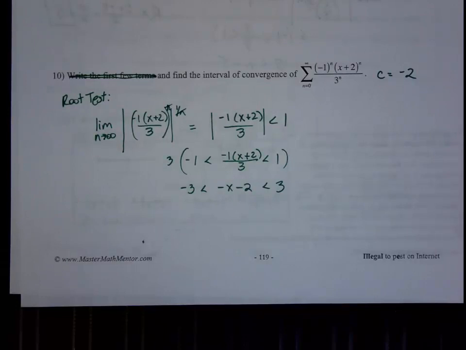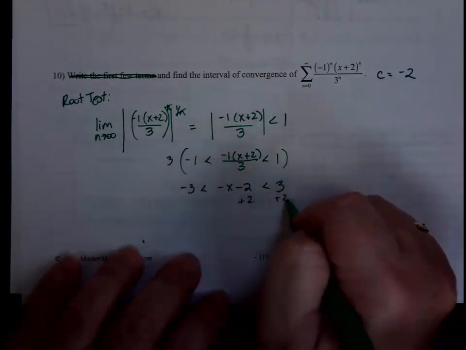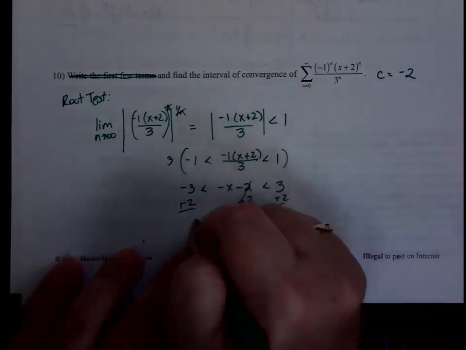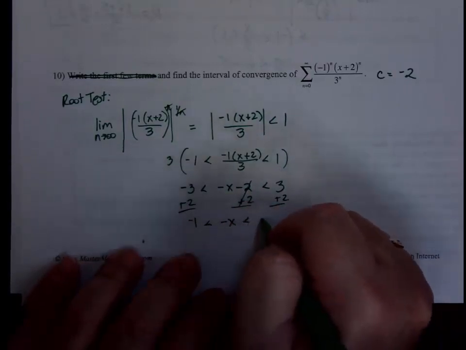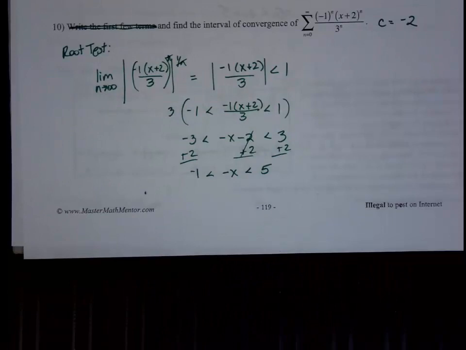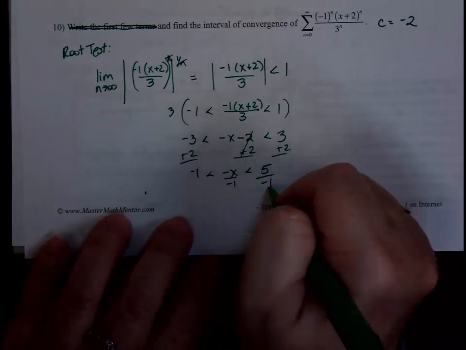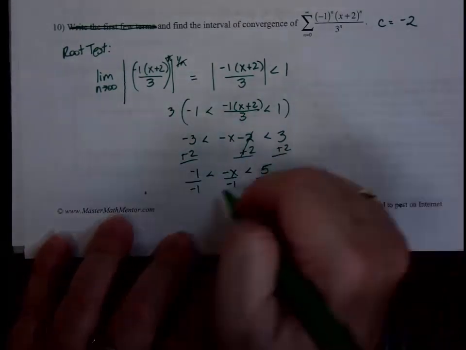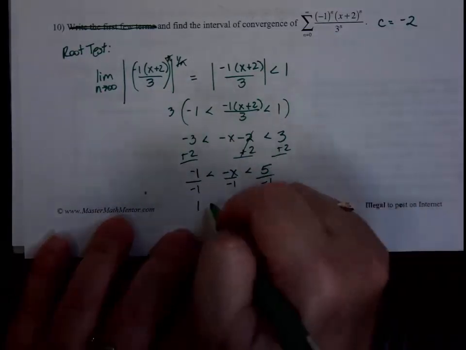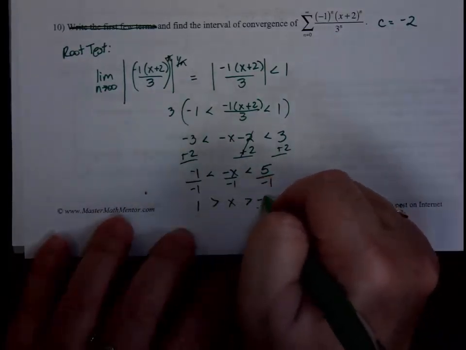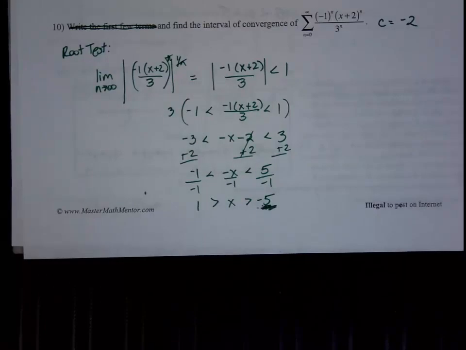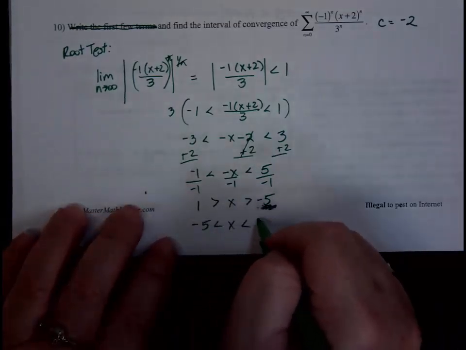Now what? Add 2 to all three components here. So -1 is less than -x is less than 5. Now what? Divide by -1, and a big red flag should be going up in your brain. Why? Because it's a negative. The signs change. This becomes 1 is greater than x is greater than -5, which is kind of backwards for writing an interval. We always want the smaller number first. So you could change the order, and we go -5 is less than x is less than 1, and that's my interval.